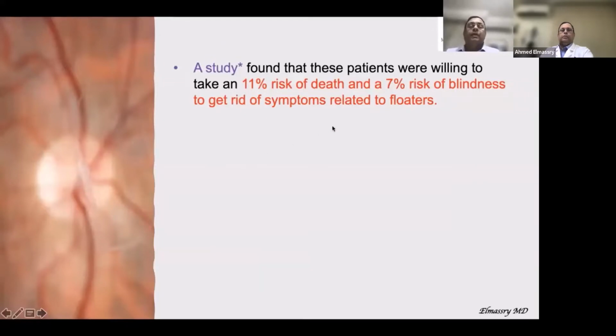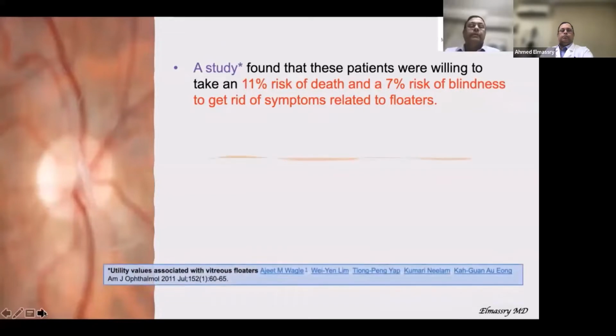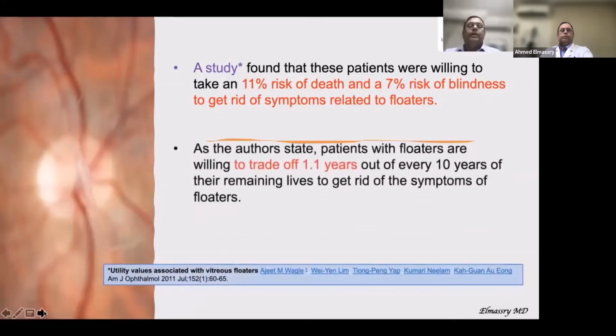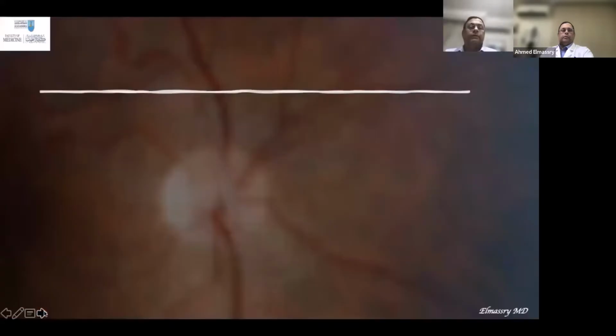11% risk of death and 7% risk of blindness to get rid of the symptoms related to the floaters. In this study, the authors state that patients with floaters are willing to trade off, by time trade-off (TTO), a big number of 1.1 years out of every 10 years of their remaining lives to get rid of their symptoms of floaters.